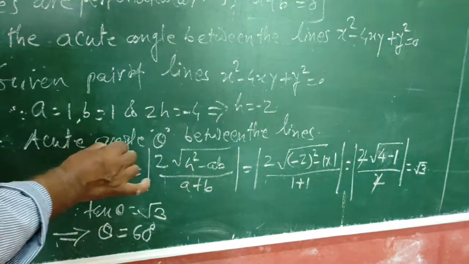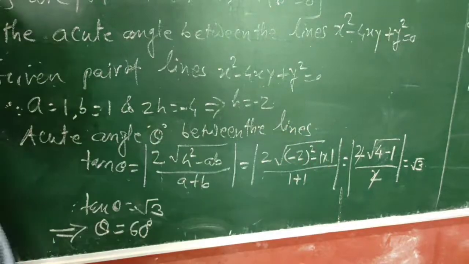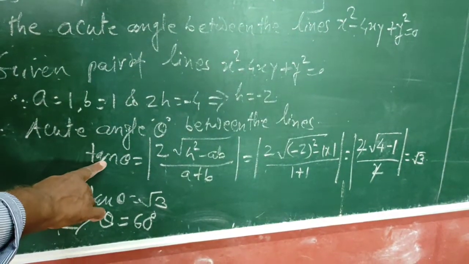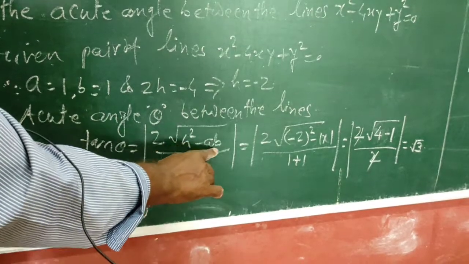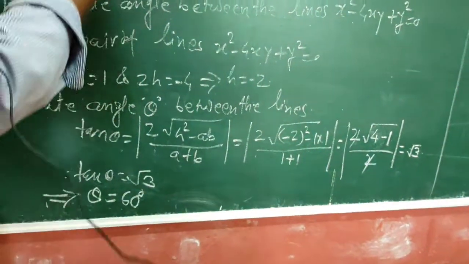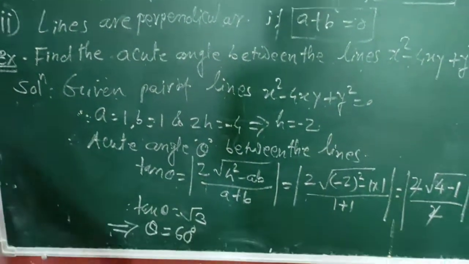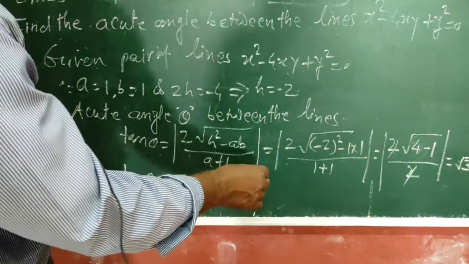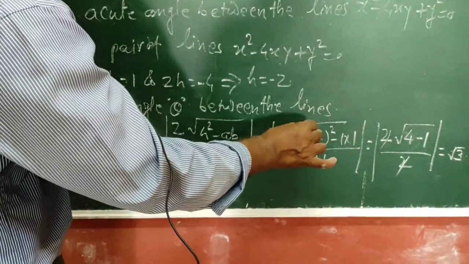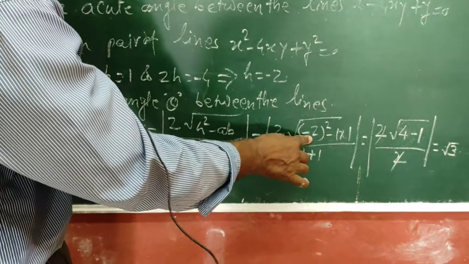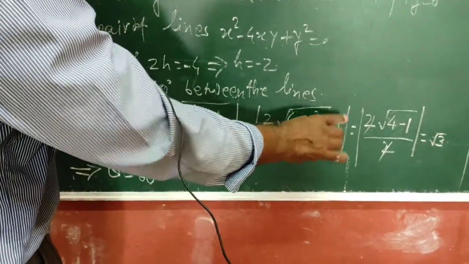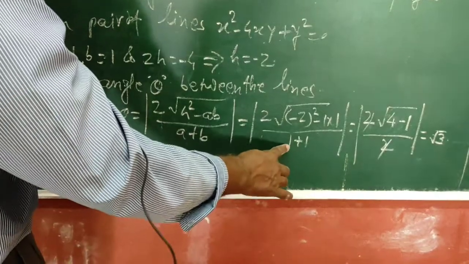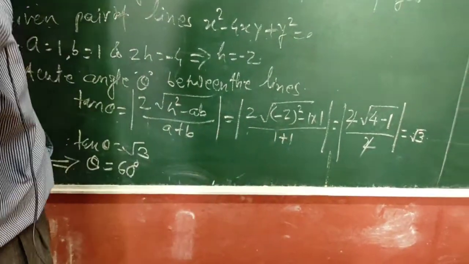And therefore, the acute angle theta between the lines is obtained by this formula: tan theta is equal to mod of twice square root of h square minus ab upon a plus b. That formula is taken here. So we put the values here: mod of twice square root of h is minus 2, that is, h square becomes minus 2 square, minus a is 1 and b is 1, divided by a plus b, that is 1 plus 1.